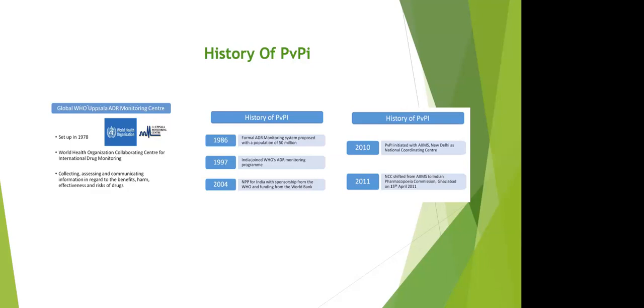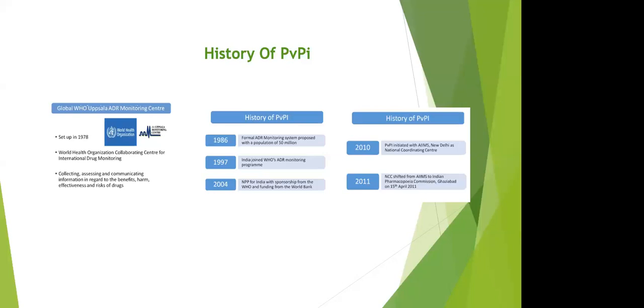The Global WHO Uppsala ADR Monitoring Center, which was set up in 1978, is a World Health Organization Collaborating Center for International Drug Monitoring. It collects, assesses, and communicates information regarding the benefits, harm, effectiveness, and risks of drugs.